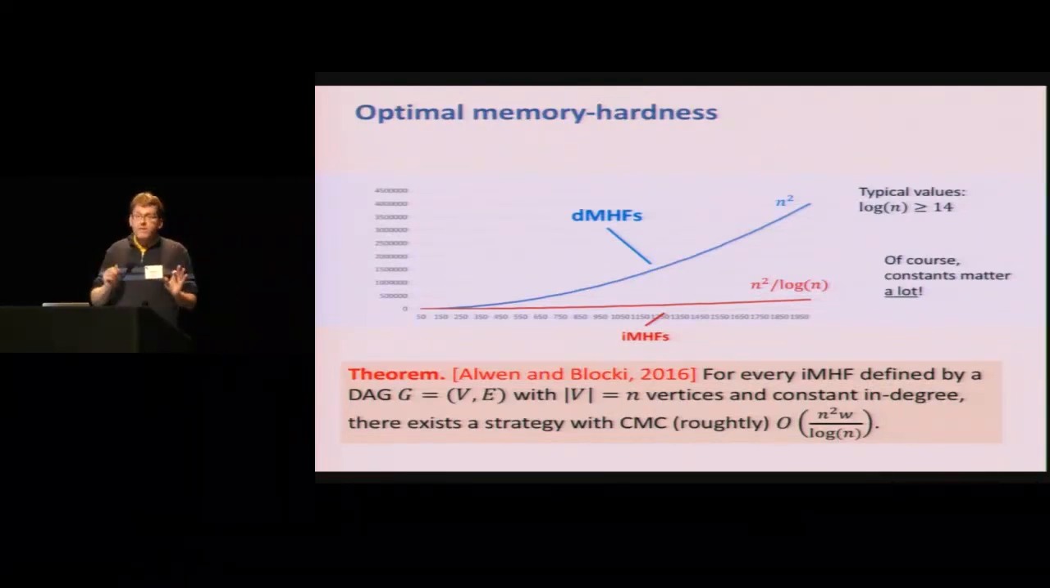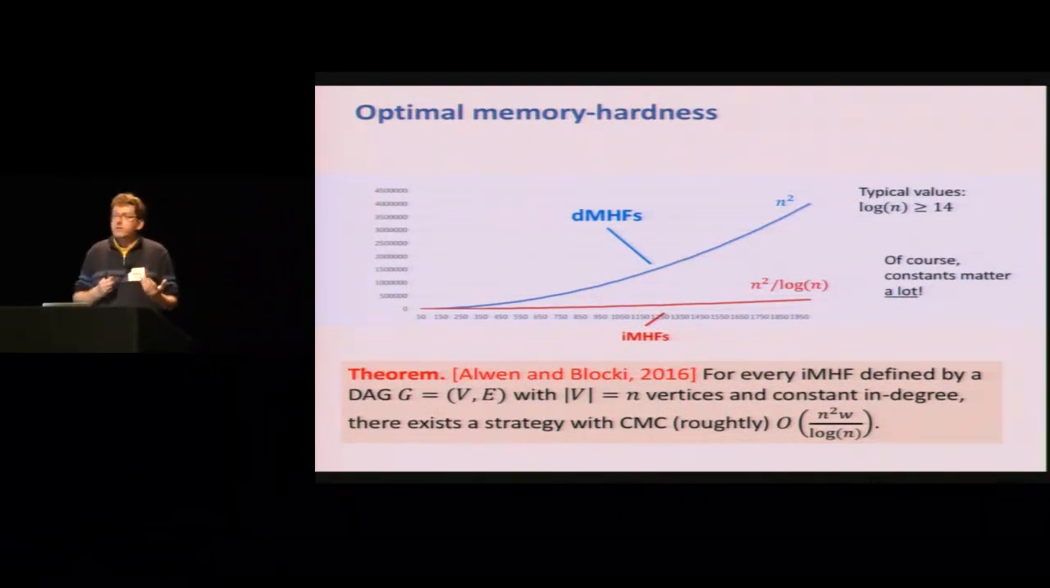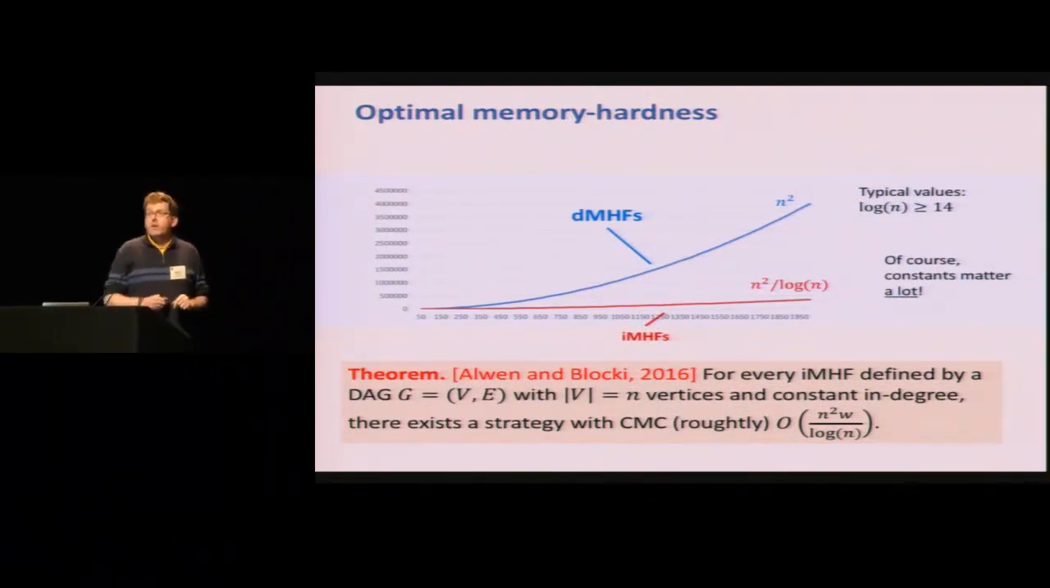Of course, we have to be honest here, constants matter, and a log n and a constant factor might end up being the same for reasonable n's, but at least asymptotically, you see that the difference can be substantial. With a similar constant, you have to be careful about that, because log n can be very large for reasonable parameters.